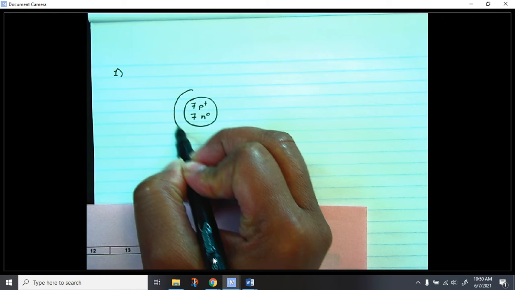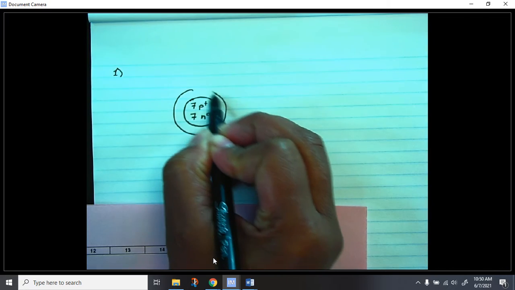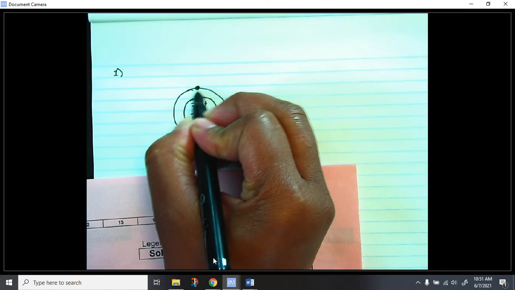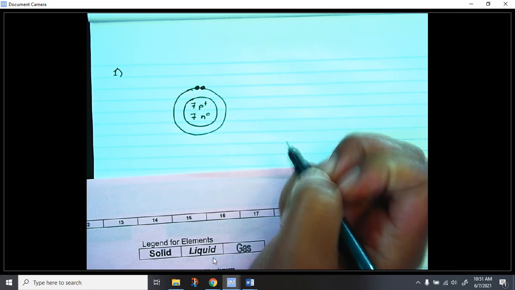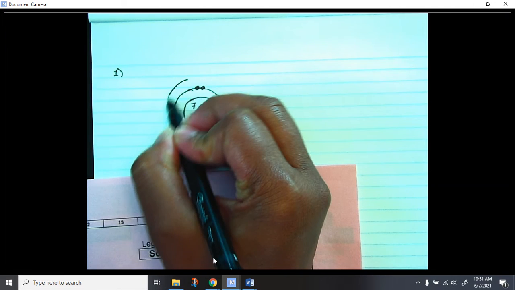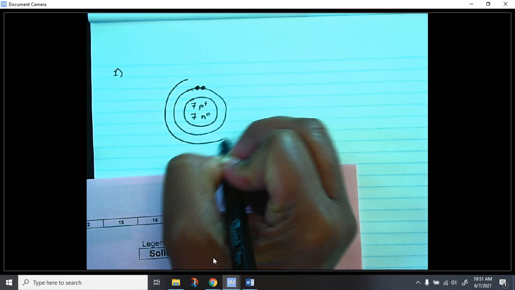Okay, so next I'm going to have my next energy level, and I'm going to keep adding electrons until I have the total amount of electrons that I need. And remember, the atomic number is equal to electrons. So I need 7 electrons. So I'm going to put 2 in the first energy level. Why? Because the first energy level can only hold 2. But I'm not at 7 yet. I only have 2 so far, so I need another 5. So I'm going to add another energy level.